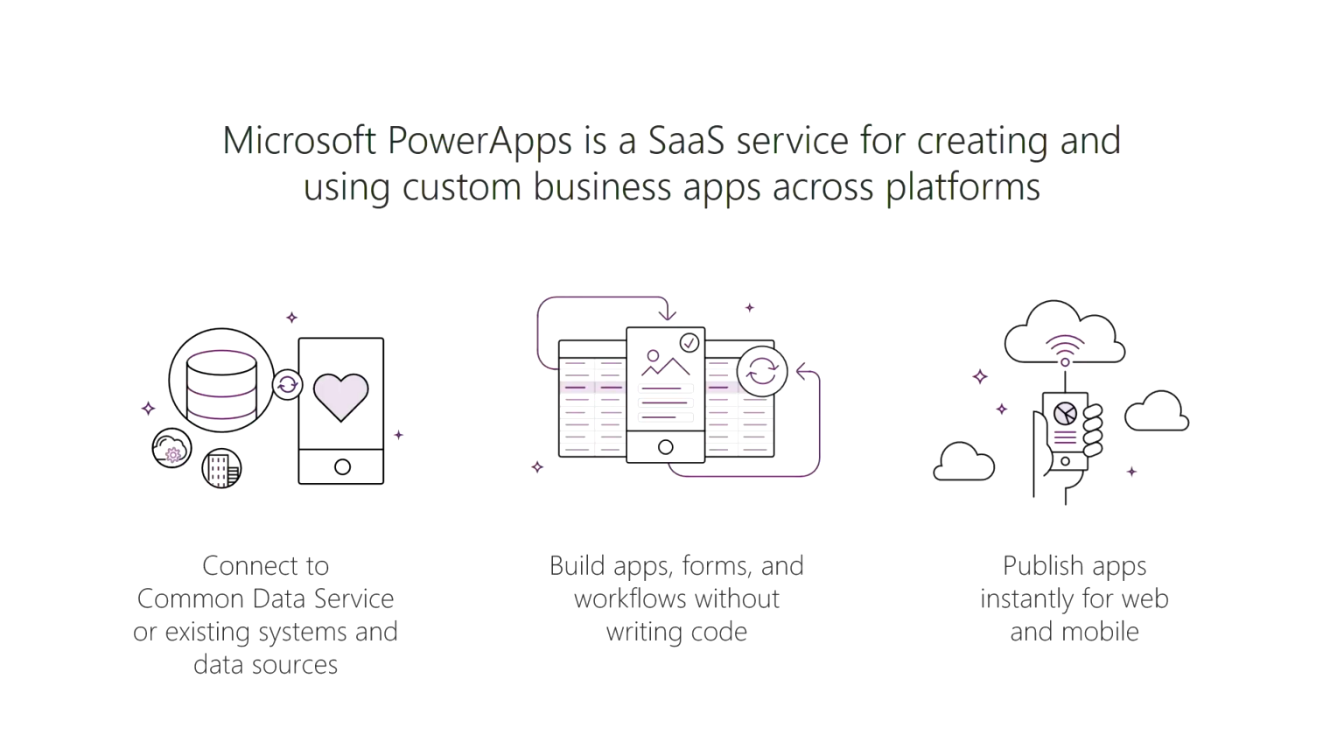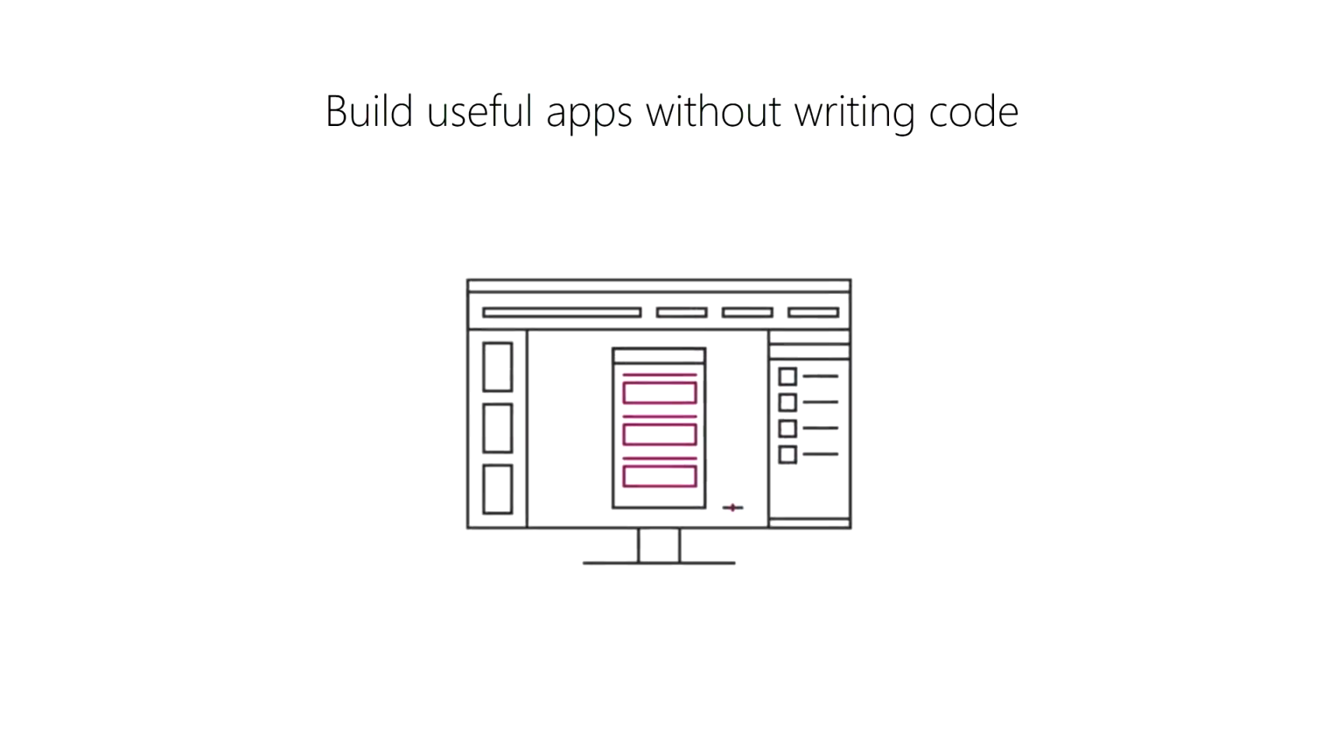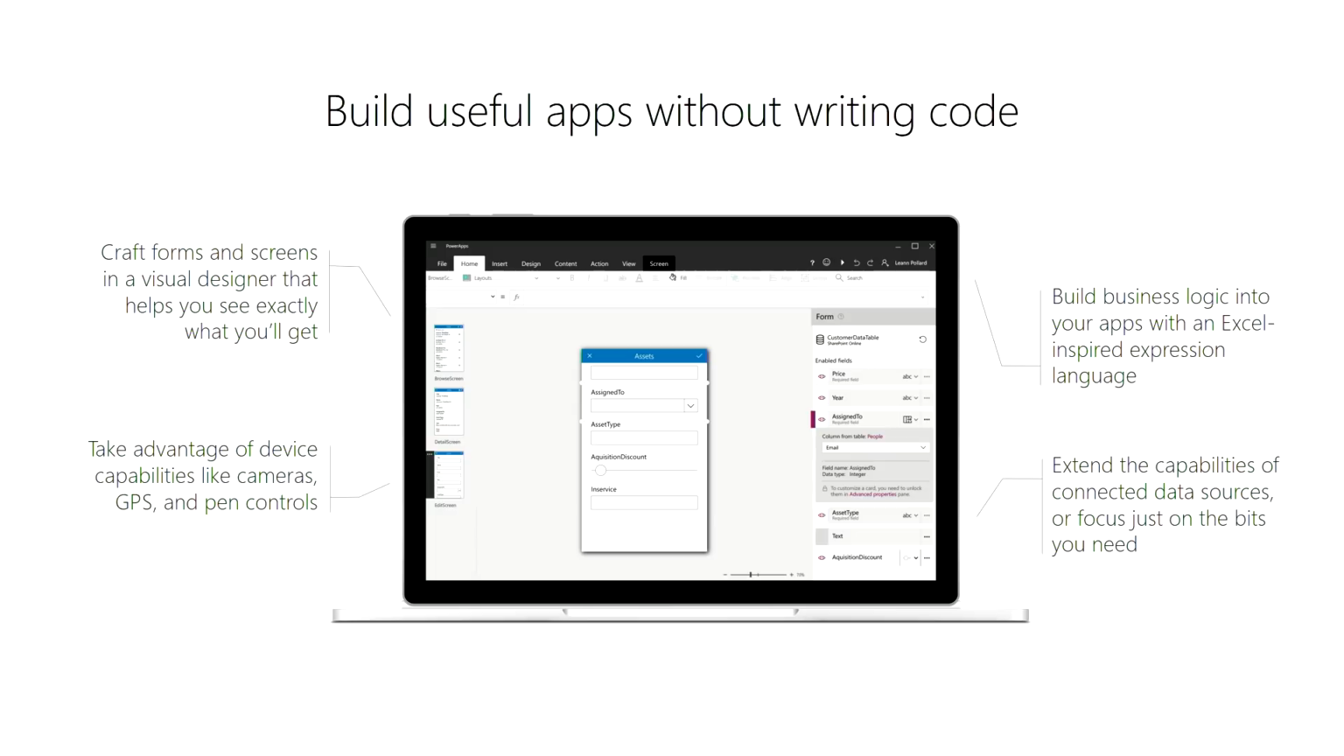And then I can publish these apps and automations instantly to the web or mobile and make them available to the people who need to interact with them instantly once I hit publish and share. So kind of being able to take this and have that quick iterative process to build apps and automate solutions. Again, building apps without writing code.